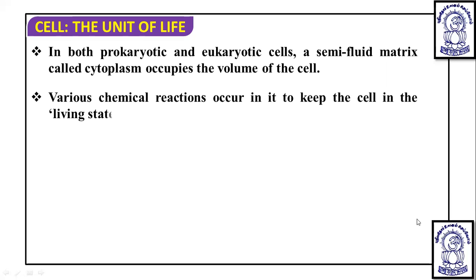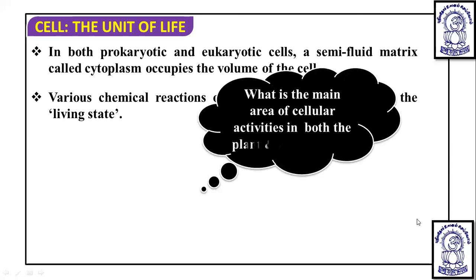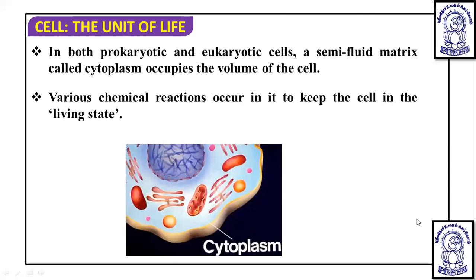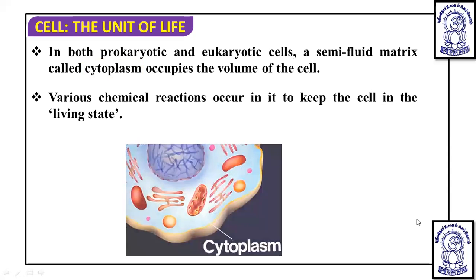Various chemical reactions occur in it to keep the cell in the living state. So the question may be asked in the exam: what is the main area of cellular activities? Then you should understand that it is the cytoplasm. And this is the cytoplasm which is shown here in the cell.